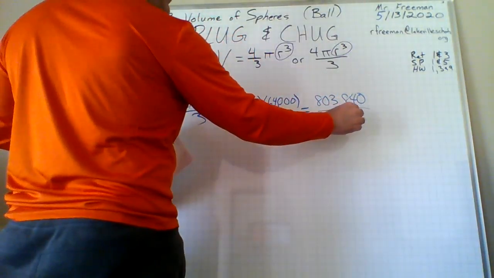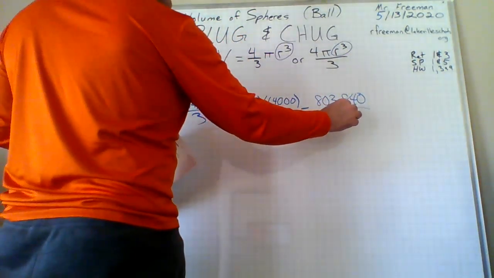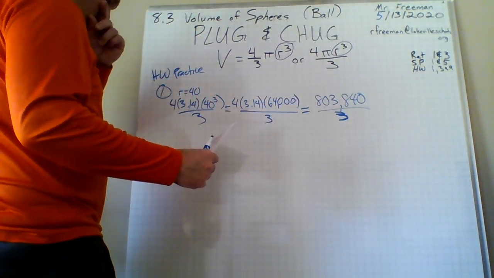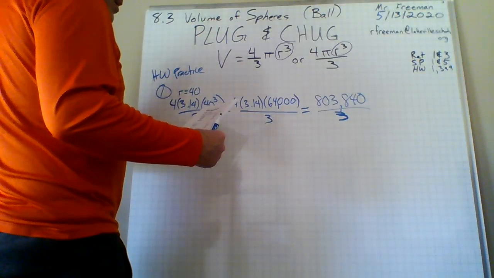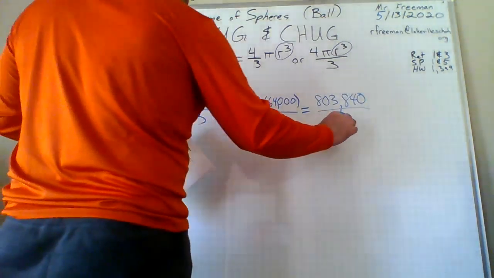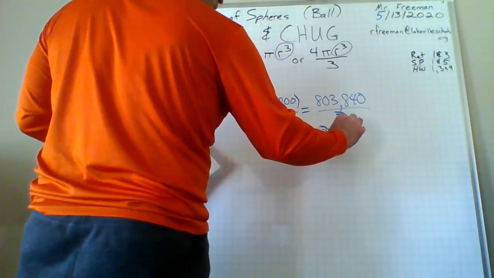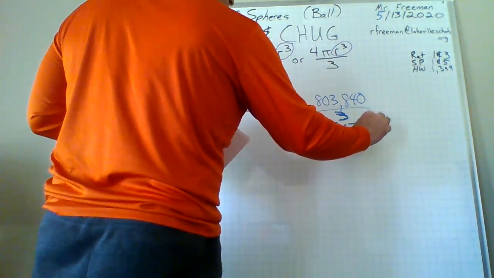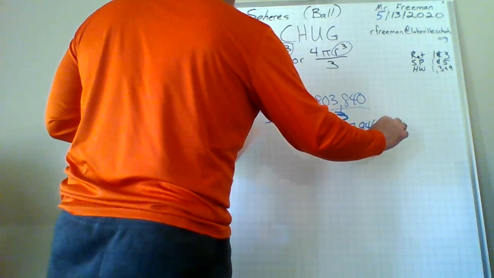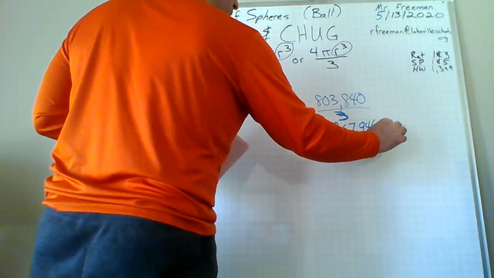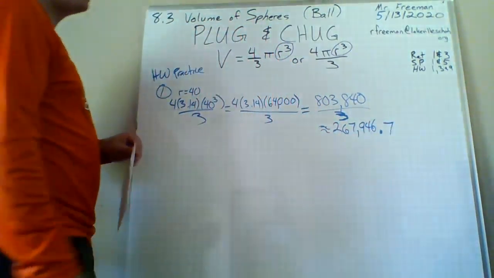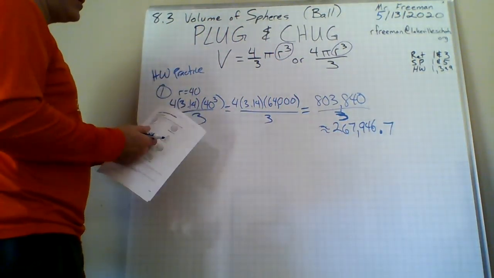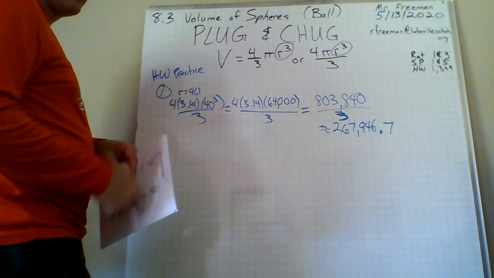And we're going to divide that by 3. Let's make it a tiny bit better, 3. Okay, and when we divide that guy by 3, you're going to get roughly 267,946.7. Okay, tiny bit lower than what the answer key says, but it's quite all right.